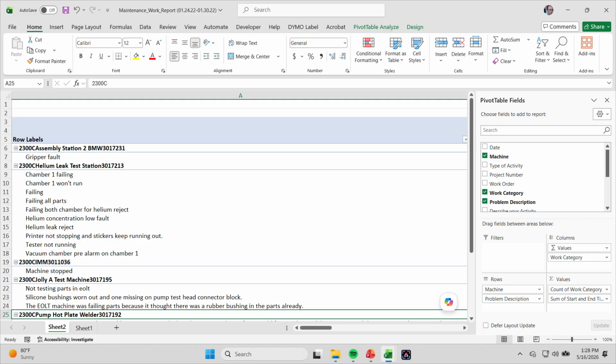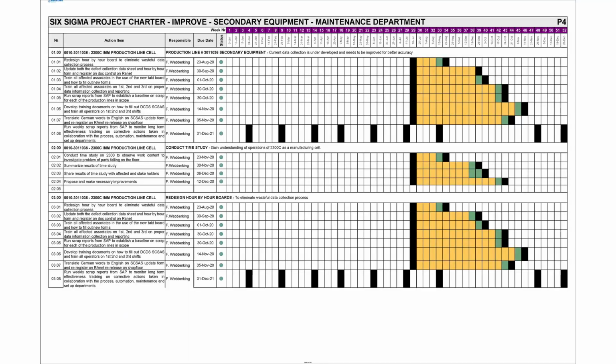During the improved part of the charter, I would track downtime reasons by exporting the data from a computer maintenance management system and placing it in an Excel worksheet with a pivot table that I created to analyze stoppages.